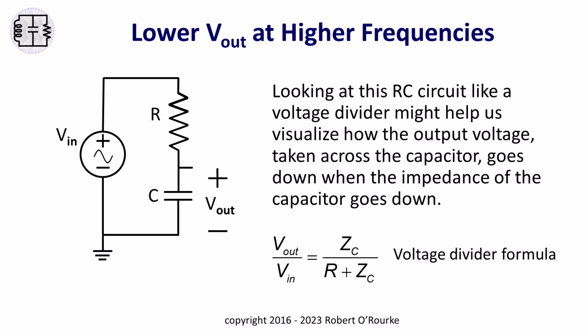The alternating current input voltage, Vin, applied to the circuit splits across the resistor and capacitor in proportion to their impedances. The lower the capacitive impedance Z sub C, the lower the percentage of Vin that appears across the capacitor as Vout.